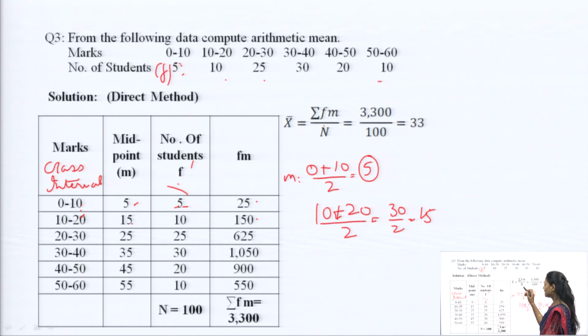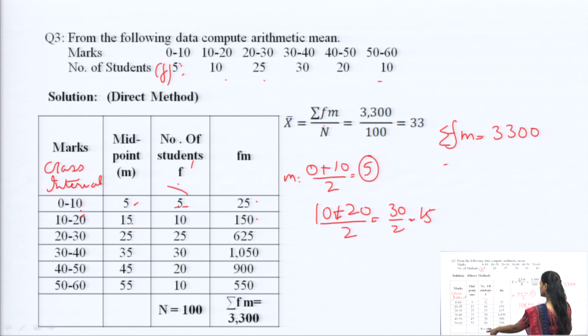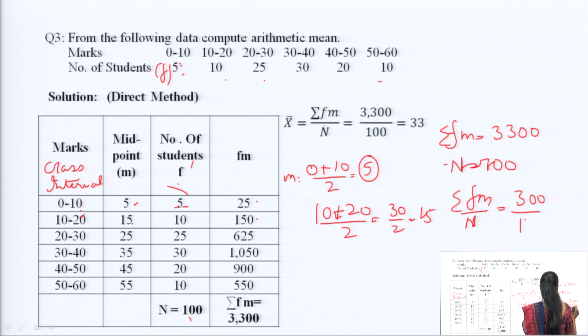That means, if I put this in my formula, for summation of fm, I will put this value 3300 here. So summation of fm is equal to 3300, n is equal to 100. If I divide summation fm by n, which is 3300 divided by 100, it becomes 33. It becomes 33 because the two zeros have been cut by the 100 in the denominator. So my answer for this question becomes 33.